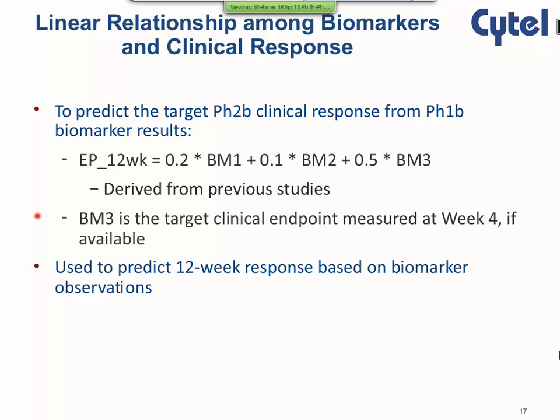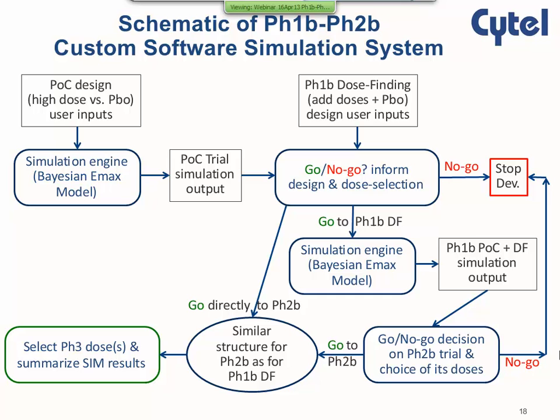We used the information then from this linear model, which was derived based on information from previous studies, and used that to predict the 12-week response. And then that predicted response was used to pick the doses for phase 2B. So this complicated schematic summarizes the software that was built. We had the Bayesian model machinery, but we didn't have the software to apply it to a sequence of trials.